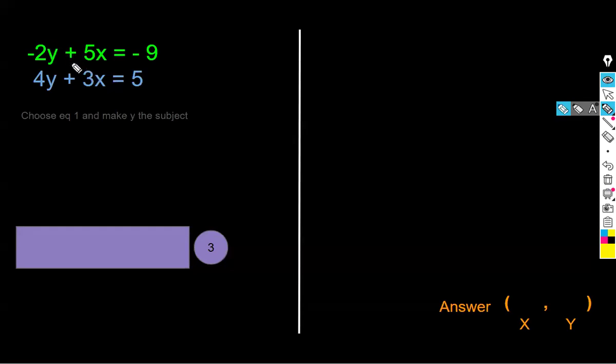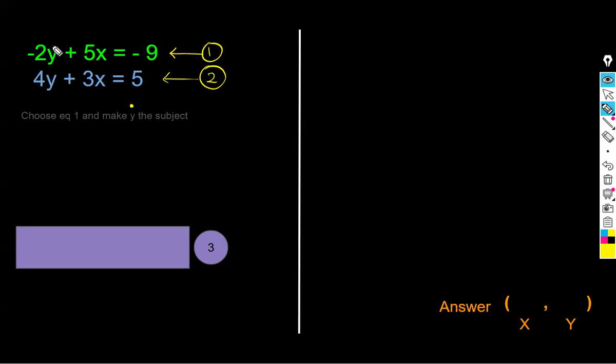Right, so the instructions say, well, this here is equation 1, and of course, the second one is equation 2. So what I'm going to do, I'm going to choose equation 1 and try to make Y the subject. Now, in the exam, it doesn't matter if you make X the subject or Y the subject, and you're going to get the same answer at the end of the day. But I'm choosing to make Y the subject.